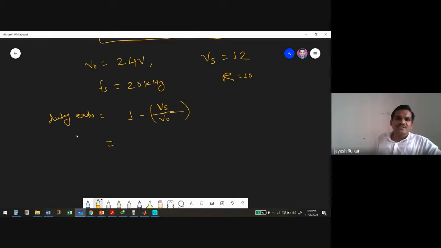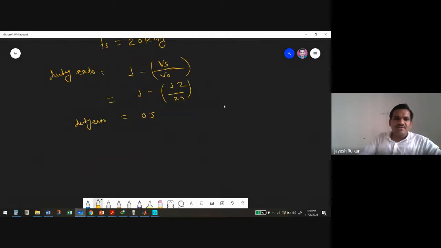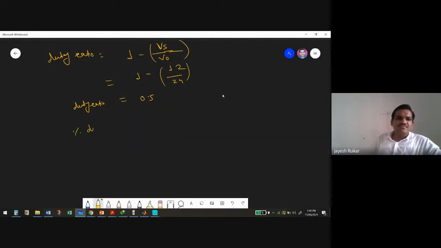So Vs is your 12 volt. So 1 minus 12 by 24. So it's like 0.5, 1 by 2. 1 minus 0.5 is 0.5. So this is what your duty ratio. Again, we need to calculate the percentage of duty ratio. The percentage of duty ratio D is 50%.